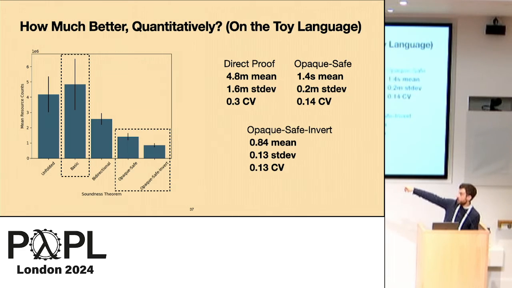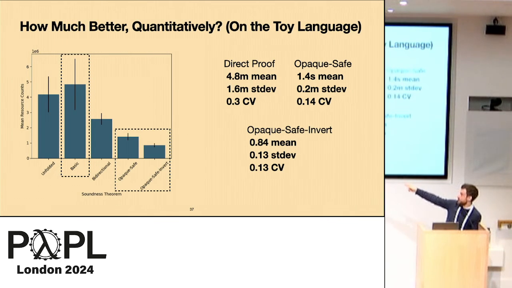So the 3 that are relevant for the stuff I talked about in this talk are basic, which is the direct style version, opaque safe, which is the version of the proof that has the safety property opaque, and opaque safe invert, which is the version of the proof that has the safety property opaque and the type checker opaque. Okay, so the different soundness theorems are on the x-axis. The y-axis is the mean resource usage in factors of 10 to the 6th. So that's 10,000 or 100,000 or something like that. But relative scale is what matters here.